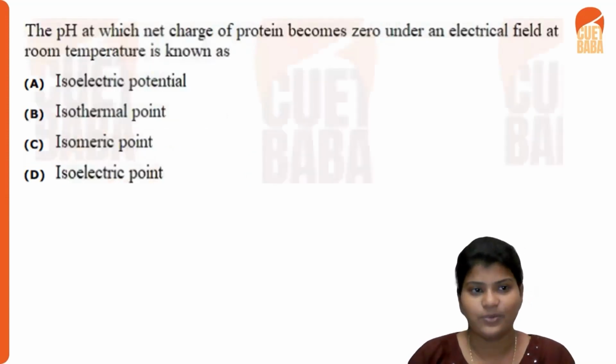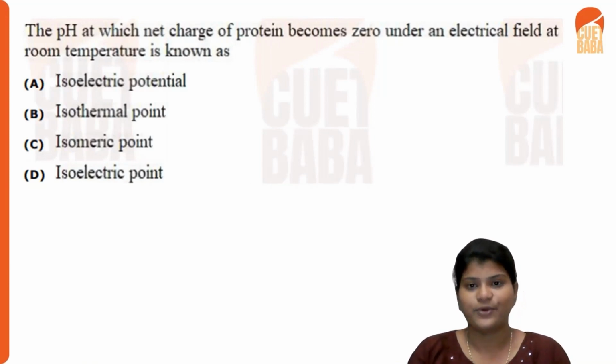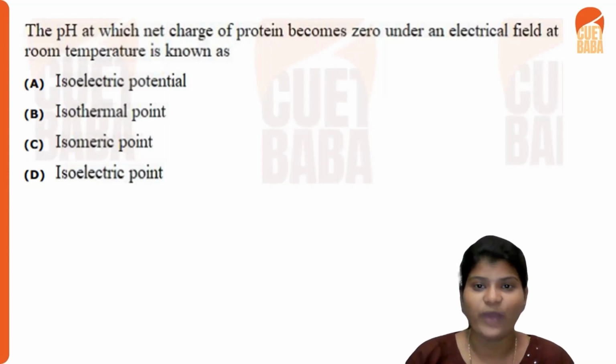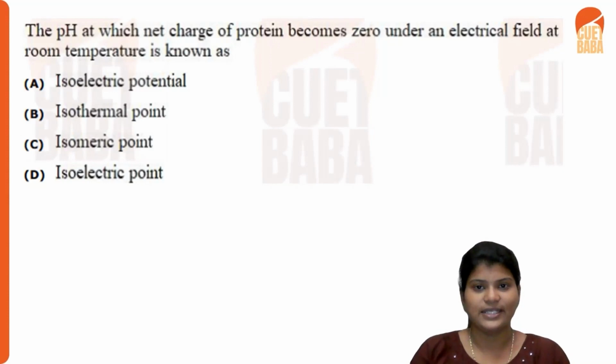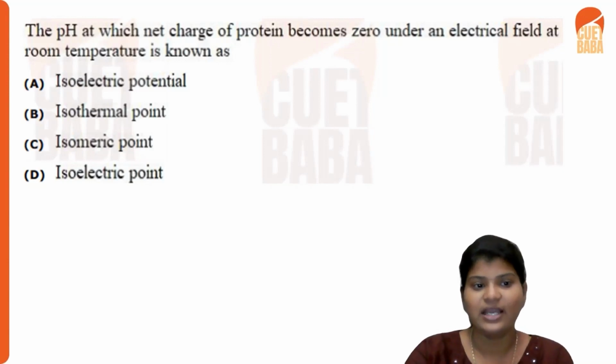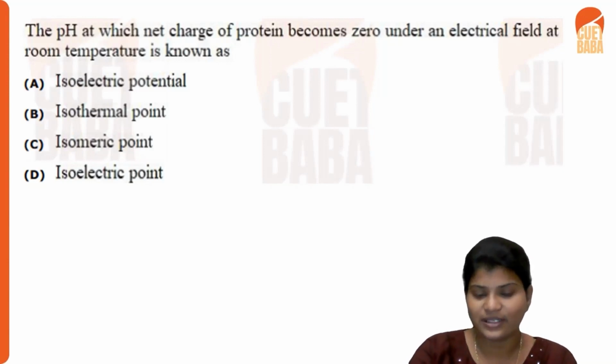And the next one: the pH at which the net charge of a protein becomes 0 under the electrical field at room temperature is known as. When we place a protein under the electrical field at room temperature, the net charge becomes 0. Why has it become 0? Because of the isoelectric point. Protein has the nature of switching between acidic and basic nature. Whatever switching happens, the charge remains 0. So the correct option is D, isoelectric point.